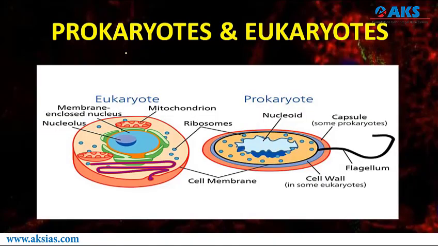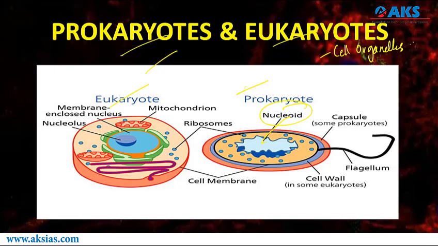So this is a picture of prokaryotes and eukaryotes. In this picture, you can see the difference between prokaryotes and eukaryotes. In prokaryotes, the cell organelles are comparatively fewer than in eukaryotes. So in prokaryotes, here you see the nucleoid. Remember all these names. Don't worry, we will discuss all these organelles in detail.